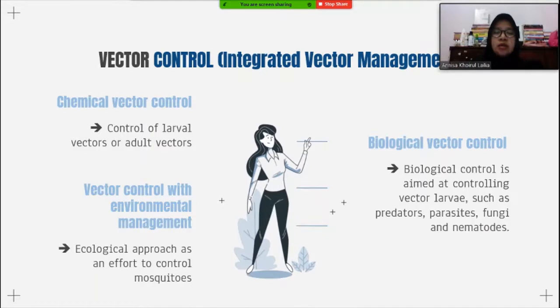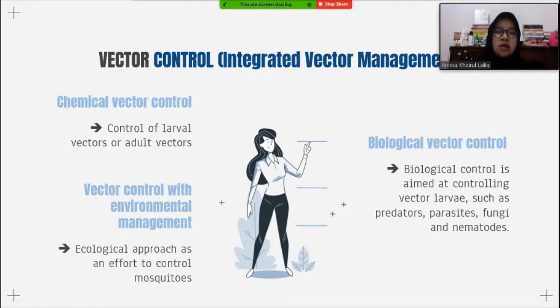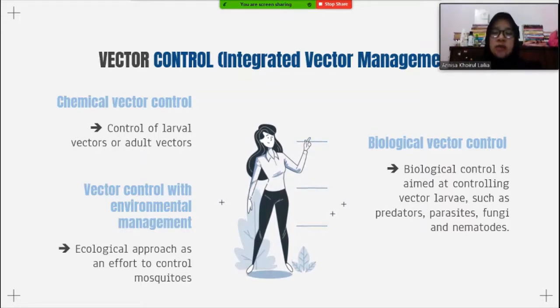So how about integrated vector management? We can divide vector control into three types. The first is chemical, which is the control of larval vectors or adult vectors, which is the mosquito. And then biological vector control, which is biological control that aims at controlling vector larvae, such as predators, parasites, fungi, and nematodes. And the third is vector control with environmental management, which is an approach to control the mosquito by modifying the environment.